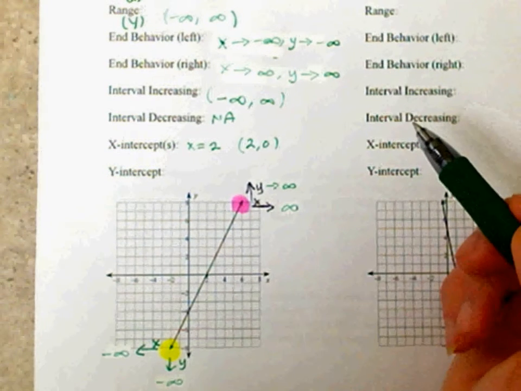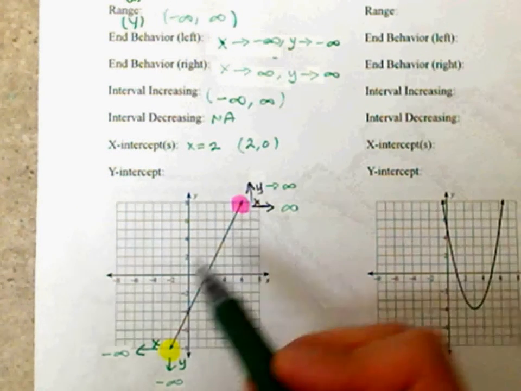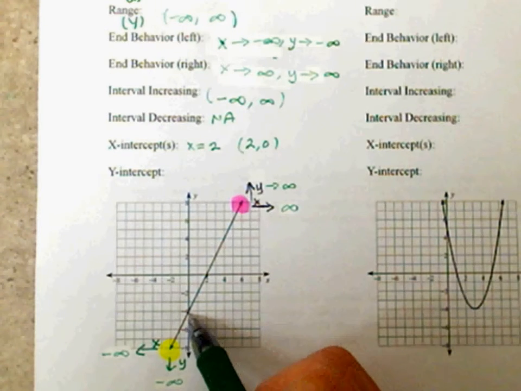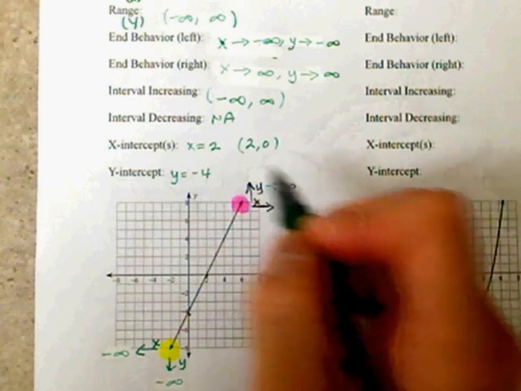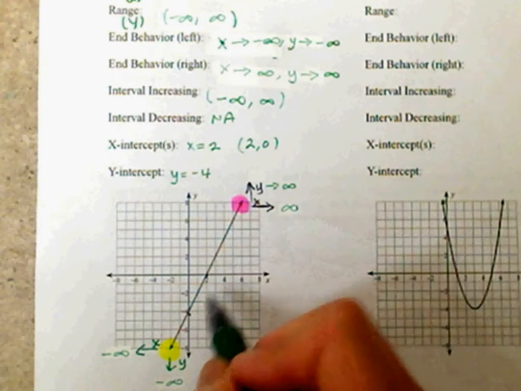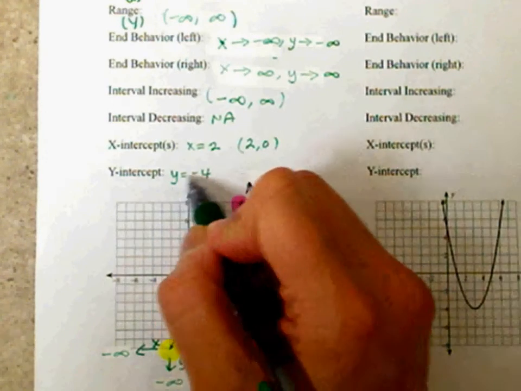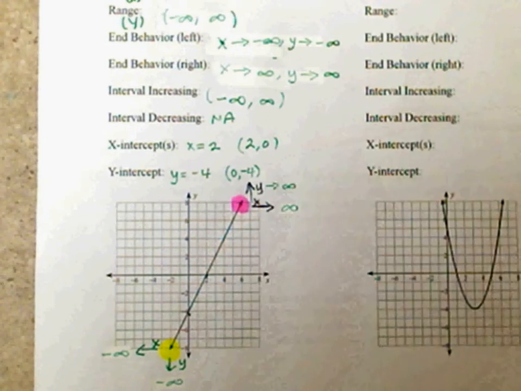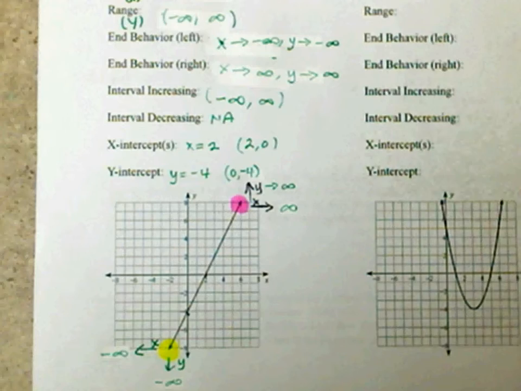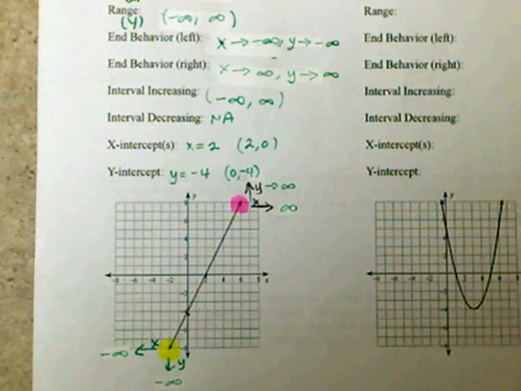Where are you crossing the y-axis? The y-axis is crossing at negative 4. So y is equal to negative 4. Therefore, you can write it as y equals negative 4, or you can write it as an ordered pair, (0, negative 4). So there you have the characteristics of a linear.